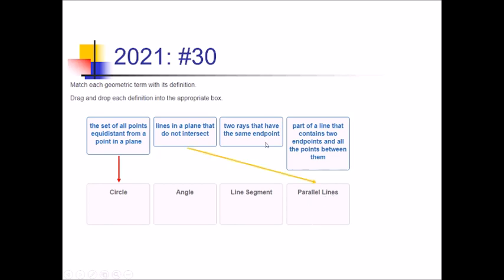Two rays that have the same endpoint. Well, between angle and line segment, I'd say that angle makes a little more sense. The endpoint is the vertex of the angle, and the rays are the two legs of the angle. And then line segment, this matches the part of the line that contains two endpoints and all the points in between them. The endpoints is what makes this a line segment. So there we have it.